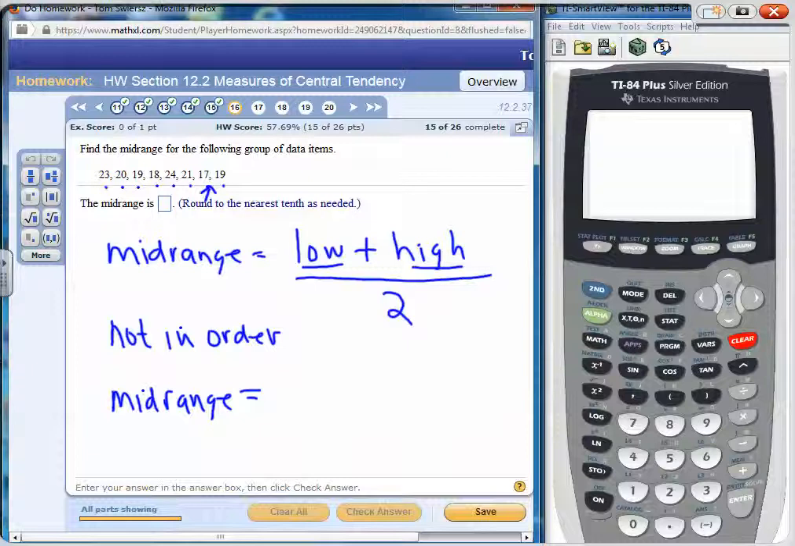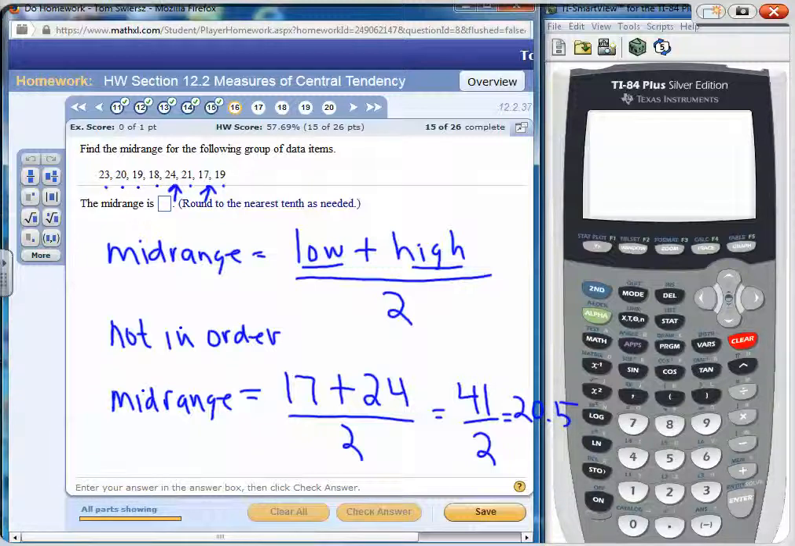17 is the low score, so 17 plus the high score. The high score is 24. That's the highest. Add them up, 24 plus 17. The arithmetic is easy. 41, and then divide by 2, which is 20.5. So the mid-range is the low score 17 plus the high score 24, get an answer, divide by 2.